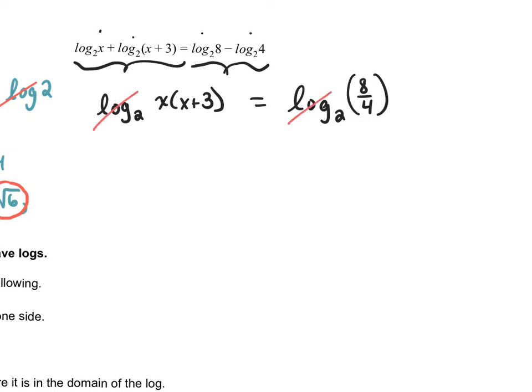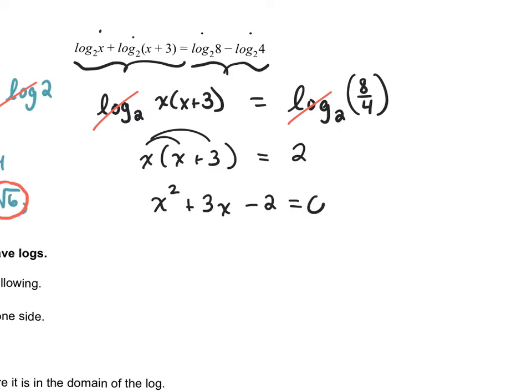So now I can cross out the logs. So I'll get x times (x plus 3) equals 2. If I distribute the x, I'll get x squared plus 3x, and I'll just bring that 2 over. So now I have this equation to solve. The first thing I'd like to do is try to factor it, but there are no numbers that multiply to negative 2 that add to positive 3. So I'm kind of stuck, so I'll have to use the quadratic formula.